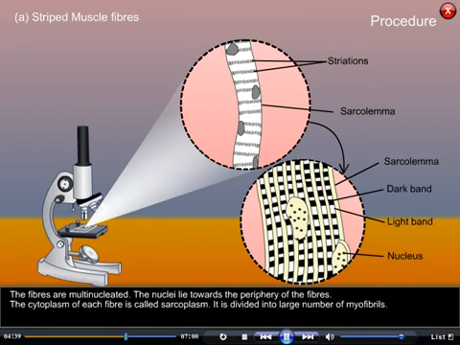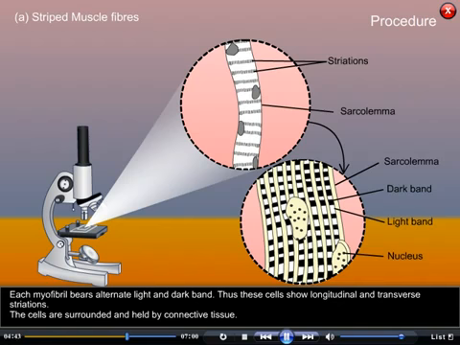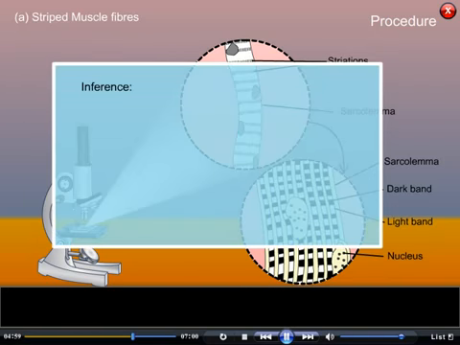It is divided into a large number of myofibrils. Each myofibril bears alternate light and dark bands. Thus, these cells show longitudinal and transverse striations. The cells are surrounded and held by connective tissue.